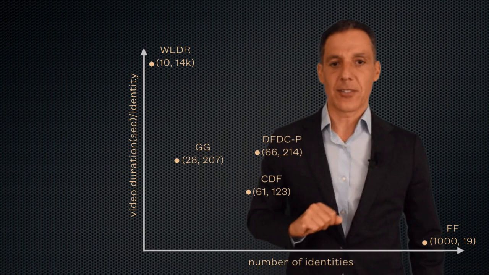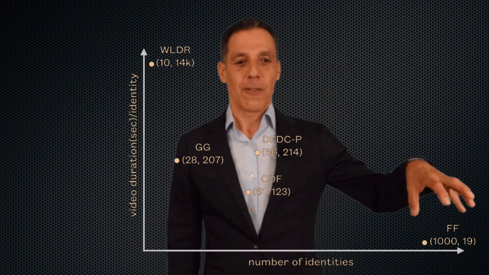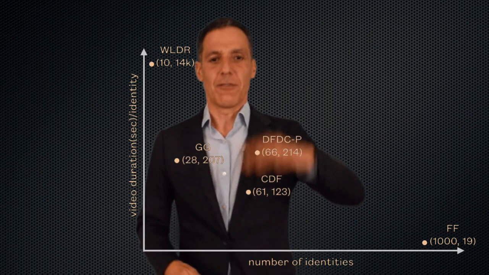And what I'm plotting is the number of identities and the average duration. So for example, our data set has a huge average duration, but very, very few people. Face Forensics has lots of identities, but very short videos. And then these databases are somewhere in between. So the combination gives lots of different individuals, thousands and thousands of them, and varying degrees of the lengths of the video available for each one.